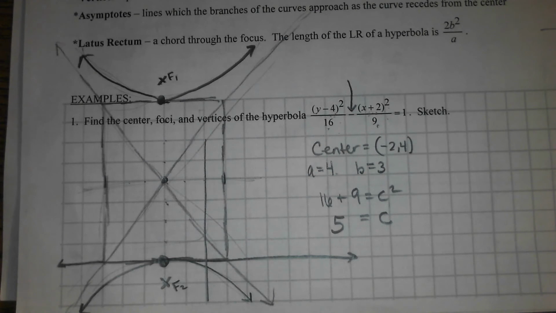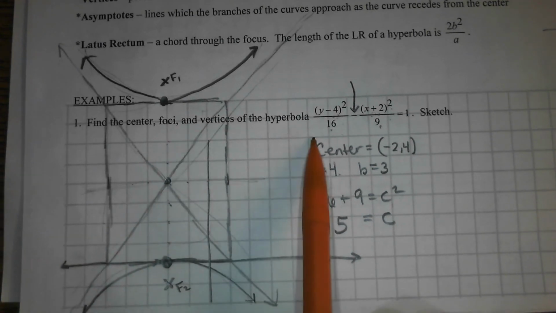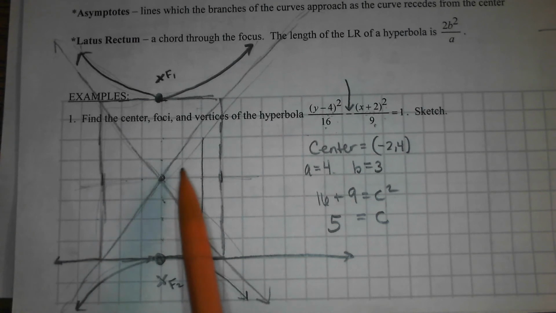I did it all at once. It would be 25 equals c squared. So I just skipped some steps. So find the center, done. Find the foci, we could count those and we could come up with that point.